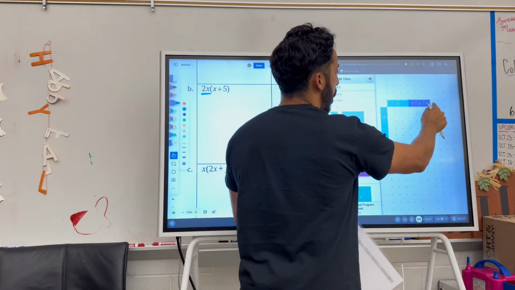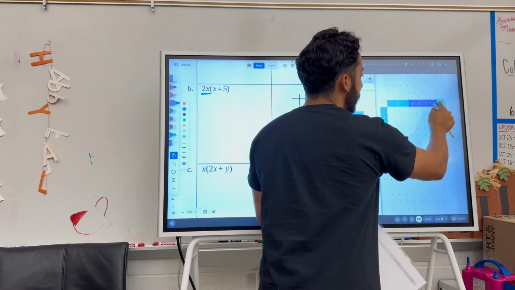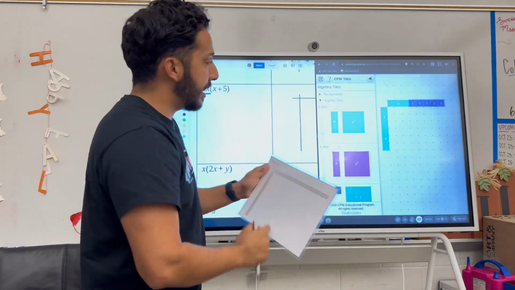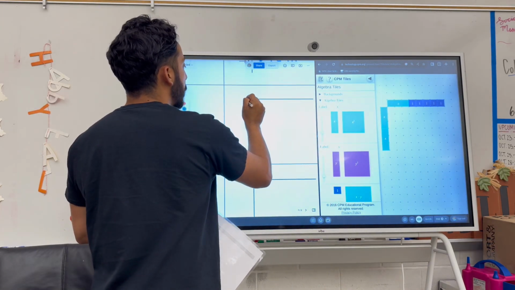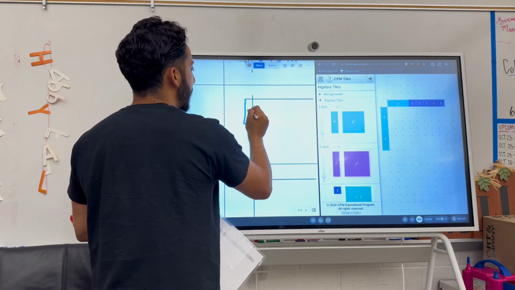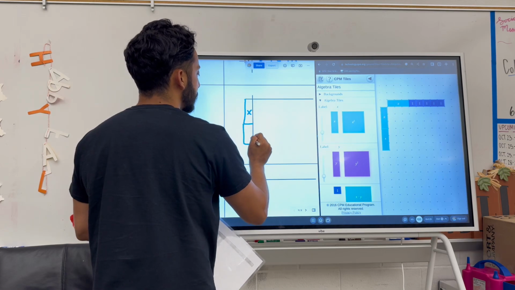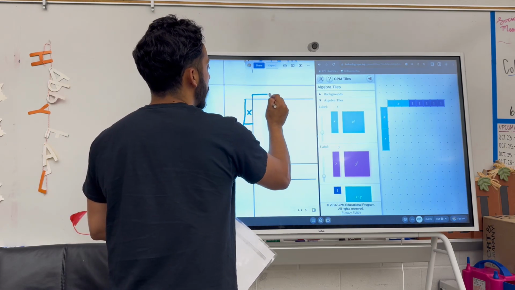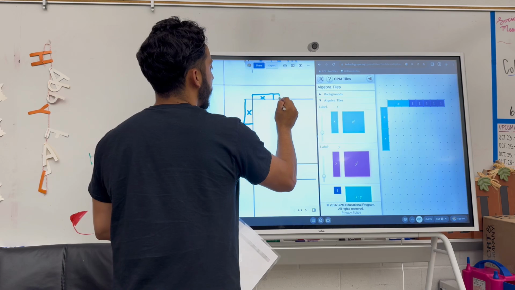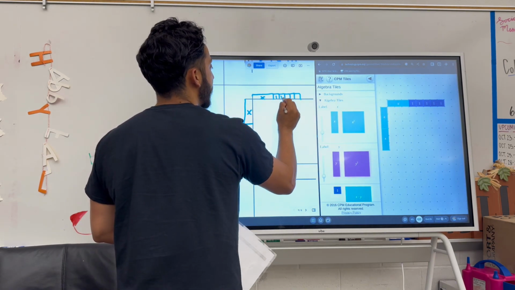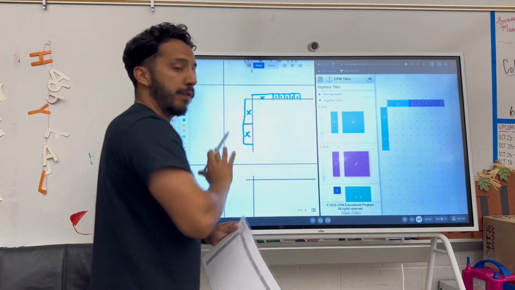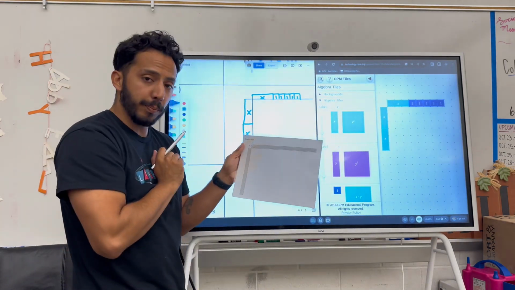Again, product are your sides. Product are the dimensions of your rectangle. Once I have the product set up, I can go ahead right here and copy that in. We had 2X, and then we had 1 X with 5 unit tiles. That is what we are setting up for that outside part of our product.